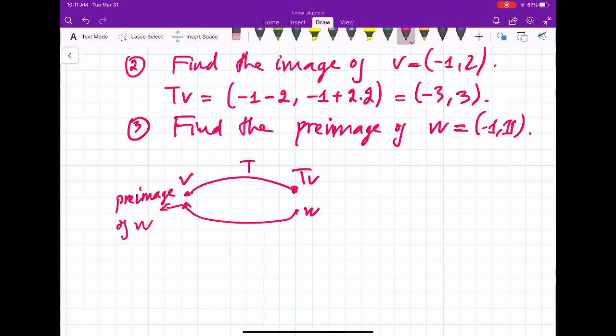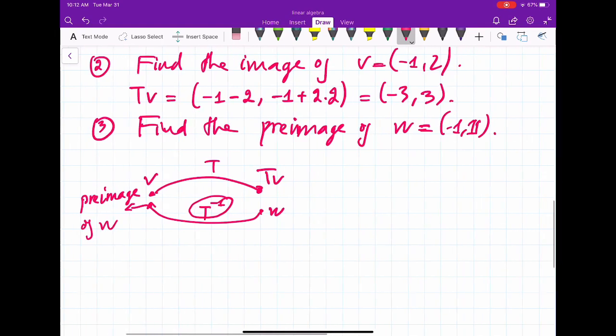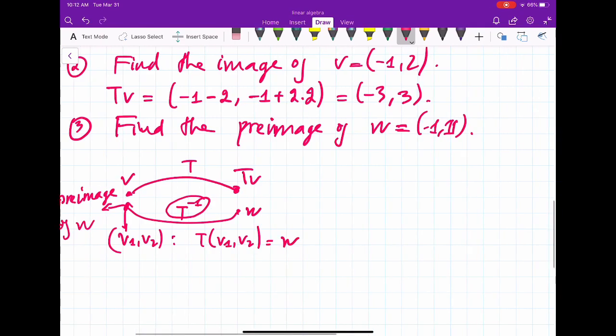So that means you just need to find the guy who was transferred to W via T. So you might think about T to -1, right? But right now, we don't have the right to apply T to -1. Makes sense? We do that in another way. So that means I need to find the guy V1, V2 such that T V1, V2 is equal to W. Makes sense?